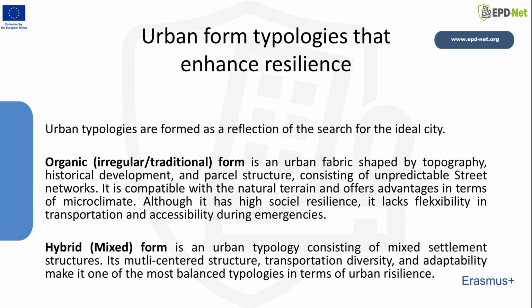Organic, irregular, traditional form is an urban fabric shaped by topography, historical development and parcel structure, consisting of unpredictable street networks. It is compatible with the natural terrain and advantageous in terms of microclimate. Although it has high social resilience, it lacks flexibility in terms of transport and accessibility in emergencies.